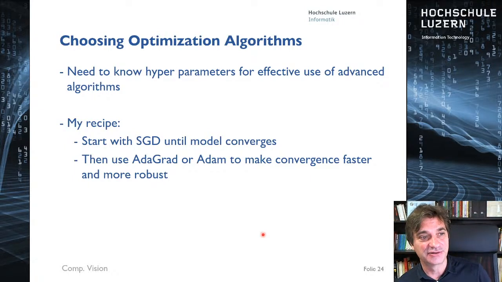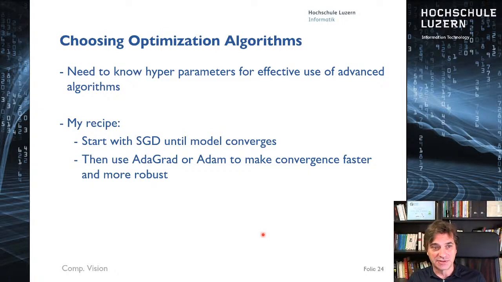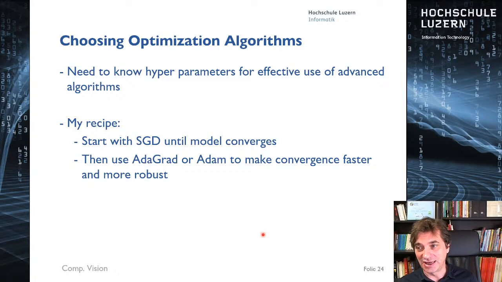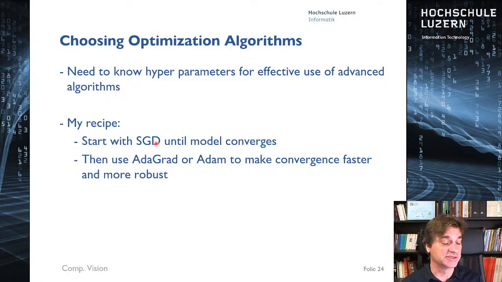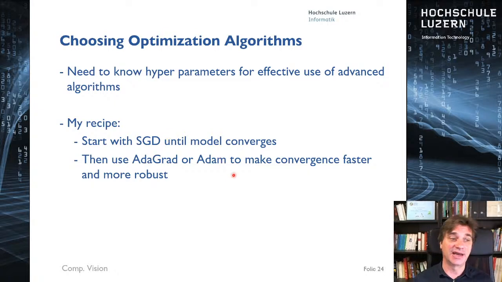The problem is that you really need to know the hyperparameters for effective use of some of those algorithms. Some work quite well out of the box, but if they do not, then you're kind of stuck, and it's not so easy to get the hyperparameters. So what I usually do is start with stochastic gradient descent until the model converges at least a little bit. Maybe you don't want to run it until the end if it takes too long, but you know that your training actually works, and you also know the learning rate that works. Maybe you can first play around a little with the learning rate to see if you can make it converge faster. And then when you have the learning rate and you know that it works with everything else, you can use AdaGrad or Adam to make it learn faster, and start with the same learning rate that you have here.